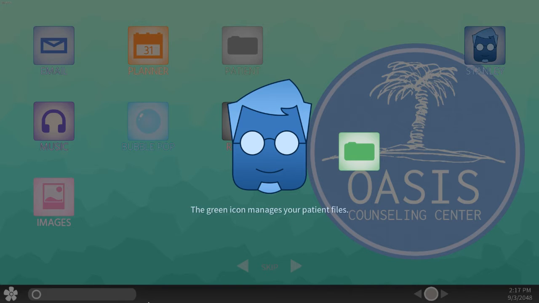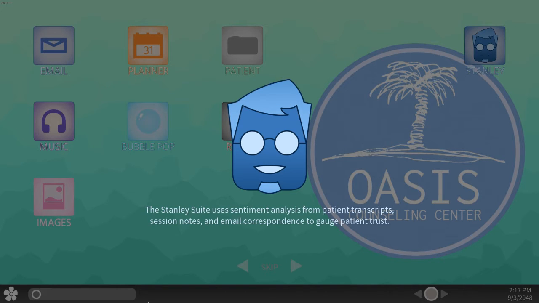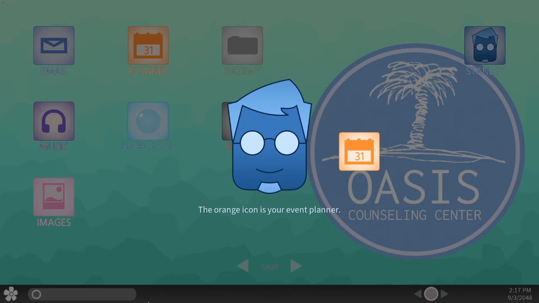The green icon manages your patient files. The Stanley Suite uses sentiment analysis from patient transcripts, session notes, and email correspondence to gauge patient trust. Green is the highest level of trust, followed by blue, then yellow, and finally red. The orange icon is your event planner. This app manages your upcoming meetings with clients, caretakers, or other people of interest. The planner can be customized to show different pictures, motivational quotes, or the worst dad jokes I could come up with. The purple icon manages your music.